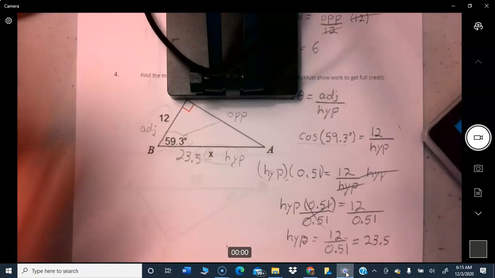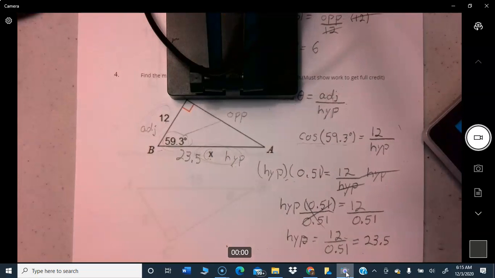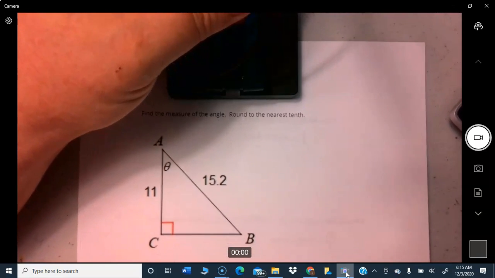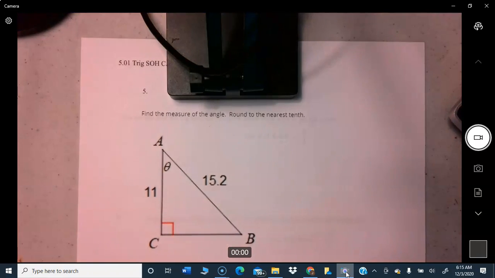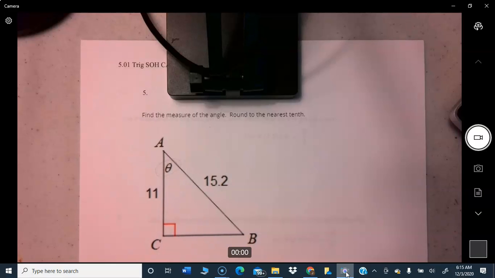Let me be sure you can see the whole thing. So there's the entire answer. All right, let's move on to number 5. Okay, find the measure of the angle. Whenever they ask you to do that, you're going to have to use the inverse function that I showed you back a little bit earlier.